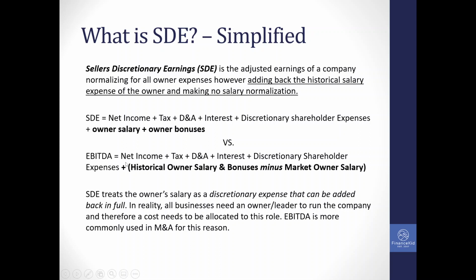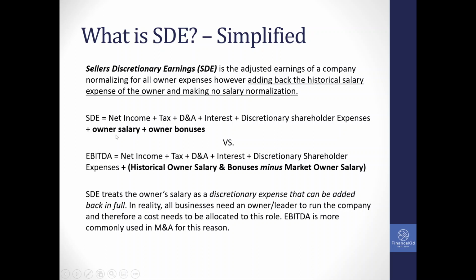Whereas on the EBITDA side, I kind of went through this in the last slide, I'm adding back the historical owner salary and bonuses, but then I'm subtracting the normalized cost. And so if I paid myself very little here and I had a high normalization here, my EBITDA would decline. Whereas with my SDE, I'm adding back the historical cost, but I'm not normalizing, therefore not reducing my SDE. So what ends up happening is SDE is always higher than EBITDA, because you're grossing up the value of cash flow, making the assumption that the owner's salary is a discretionary expense that can be added back. And the reality is it's not true.